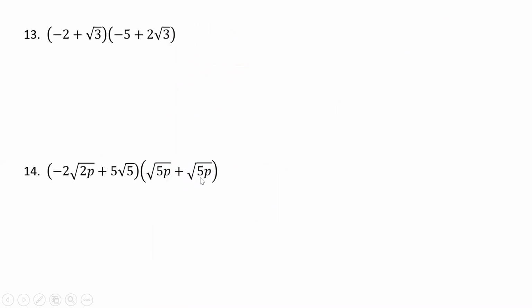All right, we're back to binomials, so we have to FOIL. So we're going to take first times first, so that gives us a negative 2 times a negative 5, so that's a positive 10. And then we'll have this times this, our outer one, so a negative 2 times a 2 radical 3, so that's going to be a negative 4 radical 3.